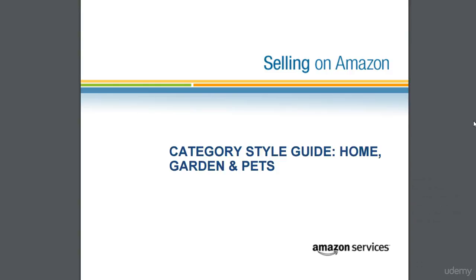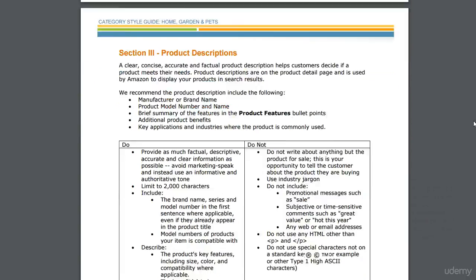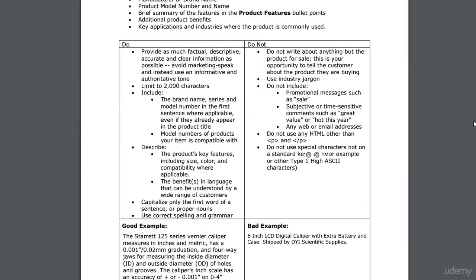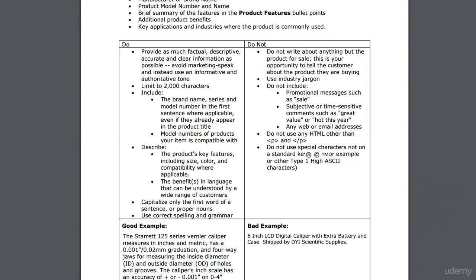Now, I have included links to style guidelines in the resource tab of this lecture. If you scroll down to page 7, where information about product description is located, you will see that only paragraph tags are allowed, and every other HTML tag such as break or bold tags are not allowed. So technically, for these three categories, you can use only paragraph tags to break text into more readable parts.